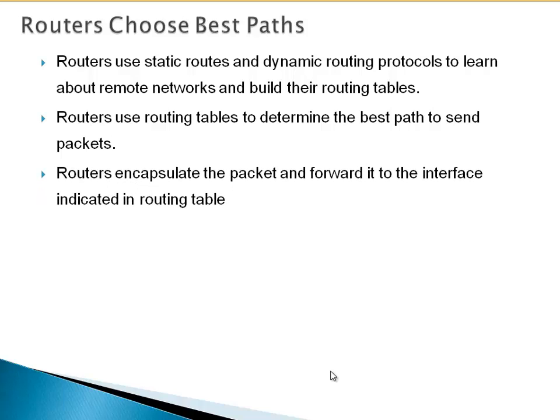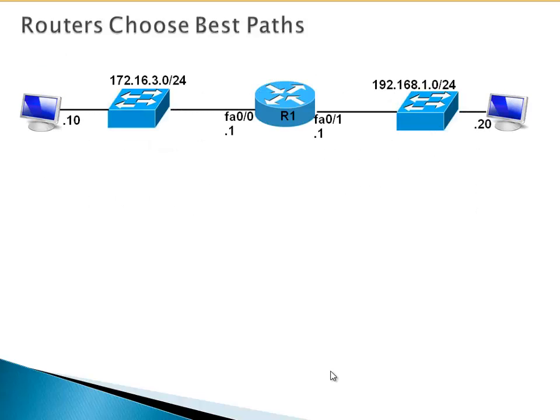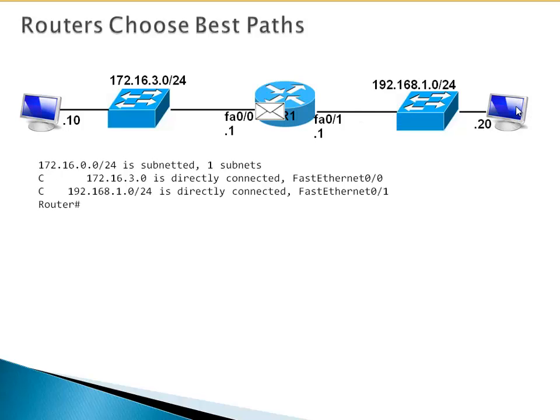Routers encapsulate the packet and forward it to the interface indicated in the routing table. So for example, we have here the same network that we had earlier, Router 1 connected to two networks: on the left, 172.16.3.0, and on the right, 192.168.1.0. So when a packet comes in from this PC with .10, the host address, to the router, the first thing it has to do is look at the destination, where this packet is trying to go, and check its routing table. Do I have a match for the destination this packet wants?